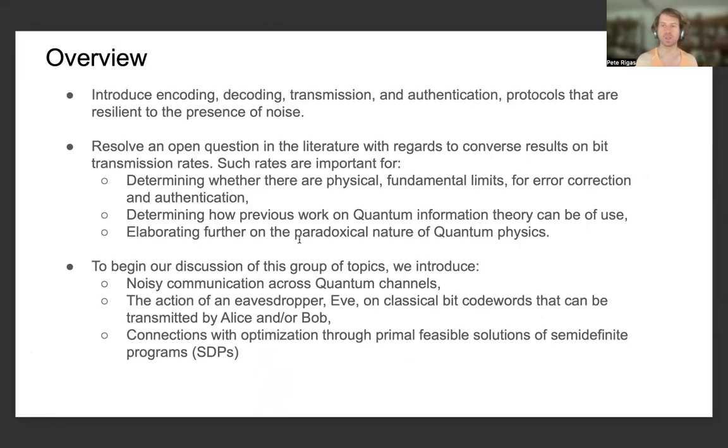when we had made several associations about noisy error correcting codes, in addition to how this relates to mapping into the authenticated space with suitable decoding protocols, as well as the converse result on the bit transmission rate that we've been discussing at several points, pretty much every presentation of the series, obviously. So we're going to introduce encoding, decoding, transmission, and authentication protocols that are resilient to the presence of noise. And we're doing this so that we can resolve an open question in the literature with regards to the converse result on bit transmission rates.